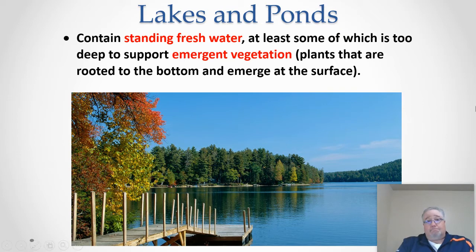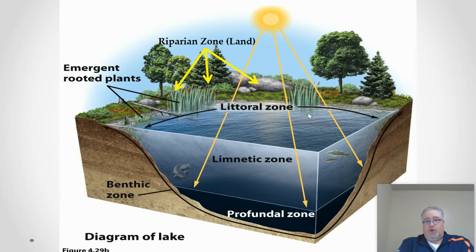It says here, some, or at least part of the lake or pond, is too deep to support what we call emergent vegetation. Emergent means that these are plants that are rooted to the bottom and they grow through the surface. A lake or a pond definitely has some part of it that is too deep for that to occur. So that's one of the big parameters that defines lakes and ponds: there will be an area of that body of water that can't support any emergent vegetation.